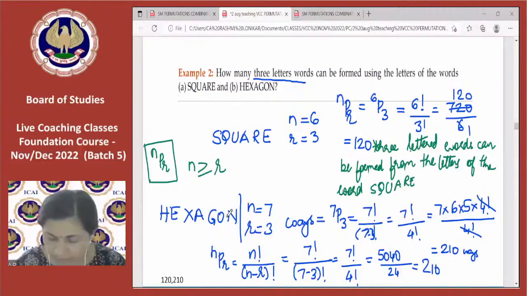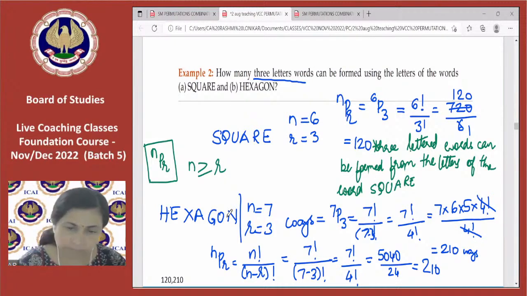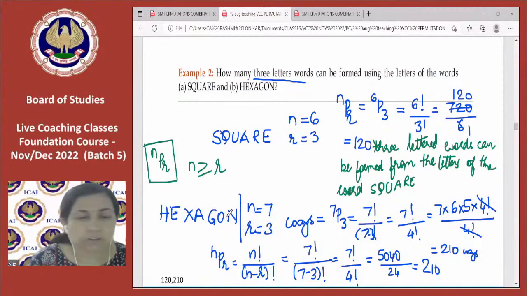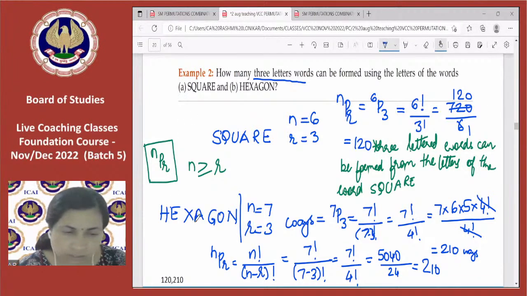Komal, I will check and see what they have written. I don't remember. Okay. Yes, Lakshita, what is your answer then? Okay. For square, the answer is 120. For hexagon, it is.